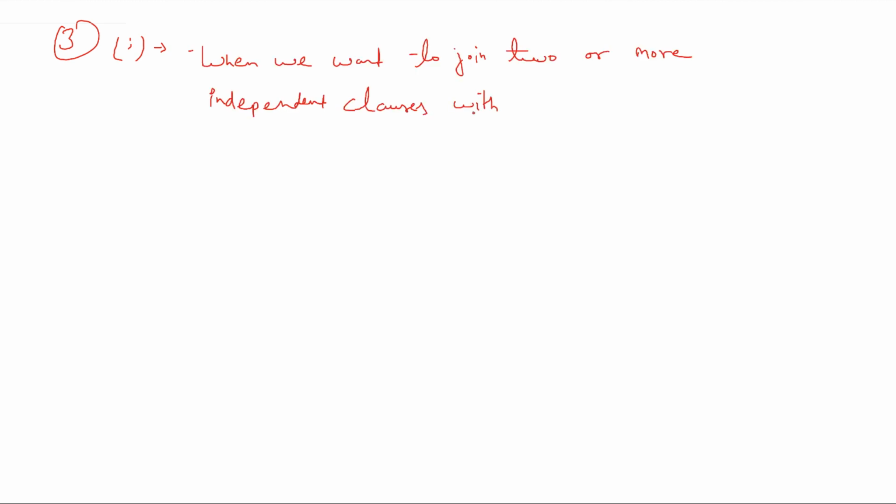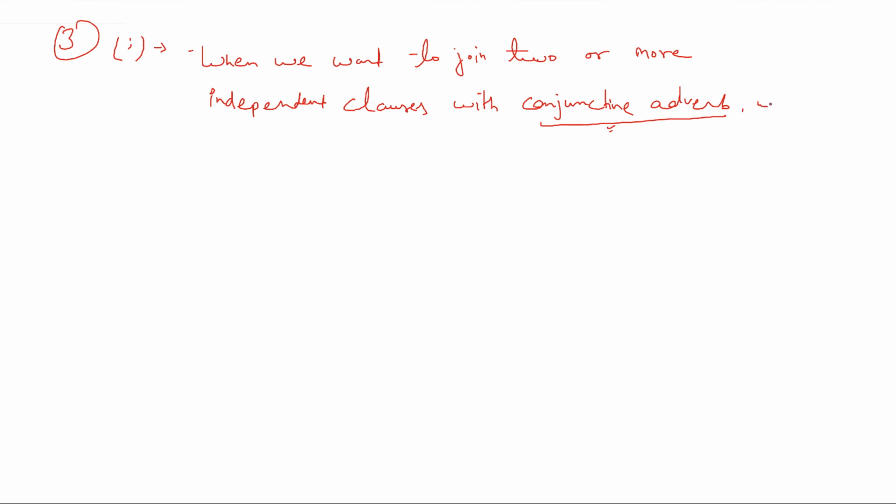Next important usage of semicolon is when we want to join 2 or more independent clauses with the help of conjunctive adverb. Independent clauses with conjunctive adverb. Conjunctive adverbs कौन से होते हैं? The adverbs which work as a conjunction in order to join two clauses. They are called conjunctive adverbs. They are not coordinating conjunctions. We are talking about conjunctions which are in the form of adverb or adverbs which work as a conjunction.